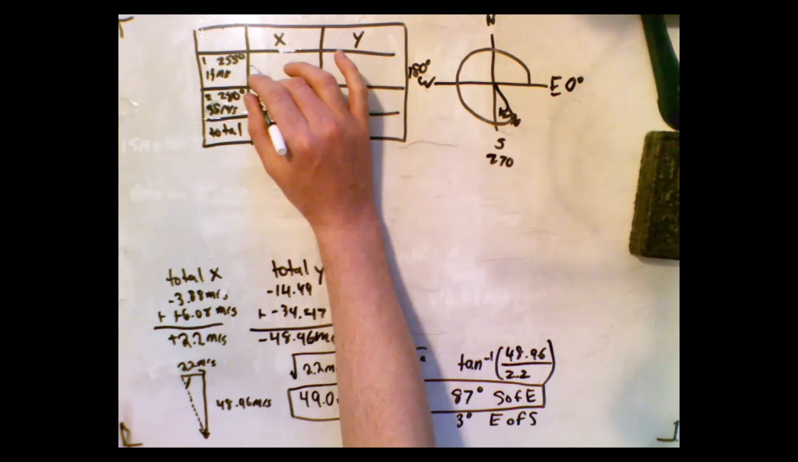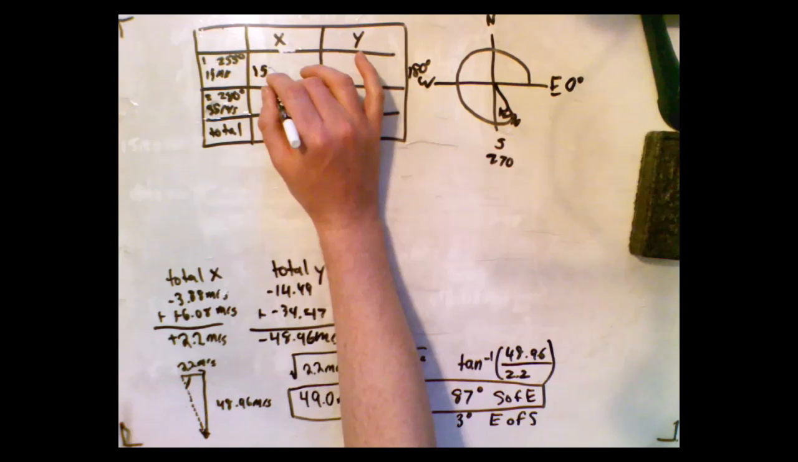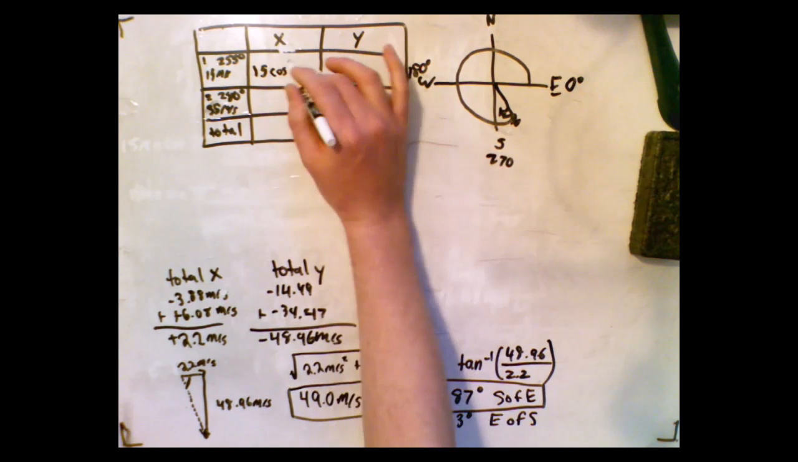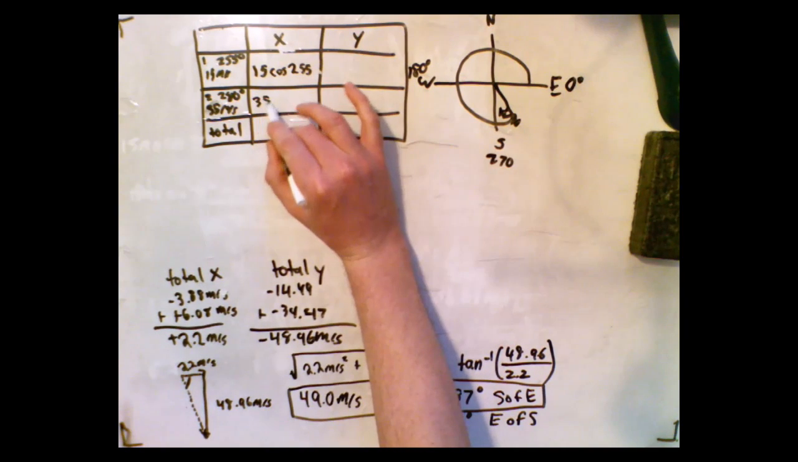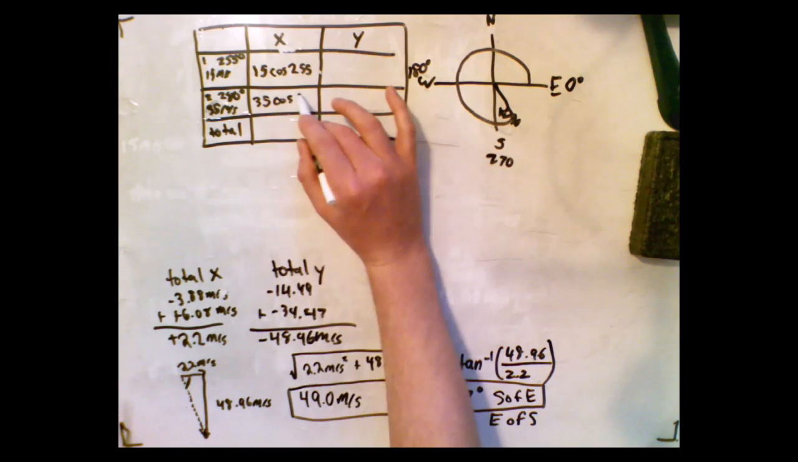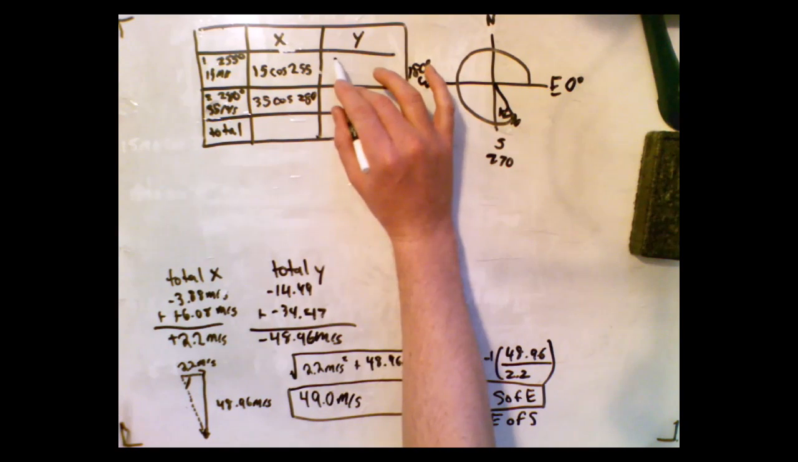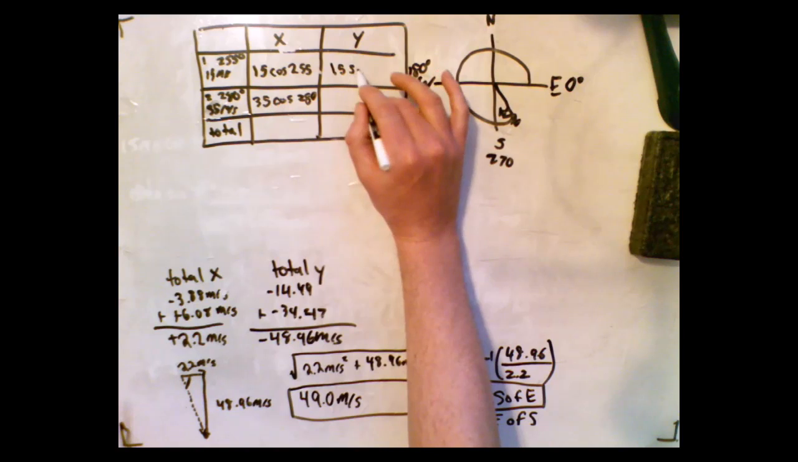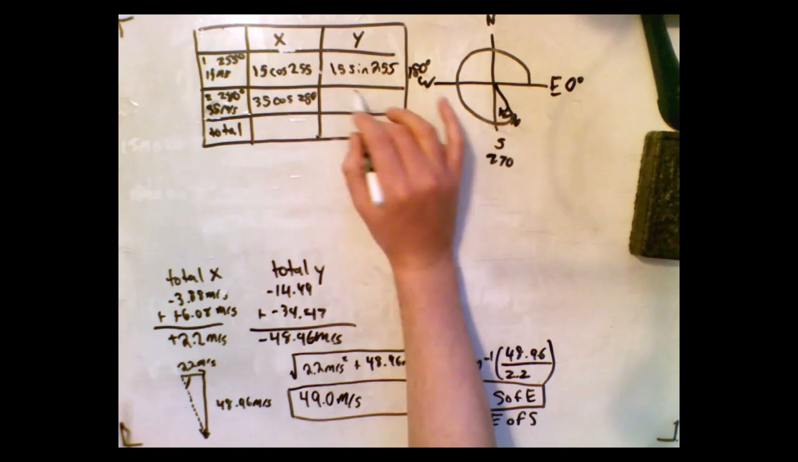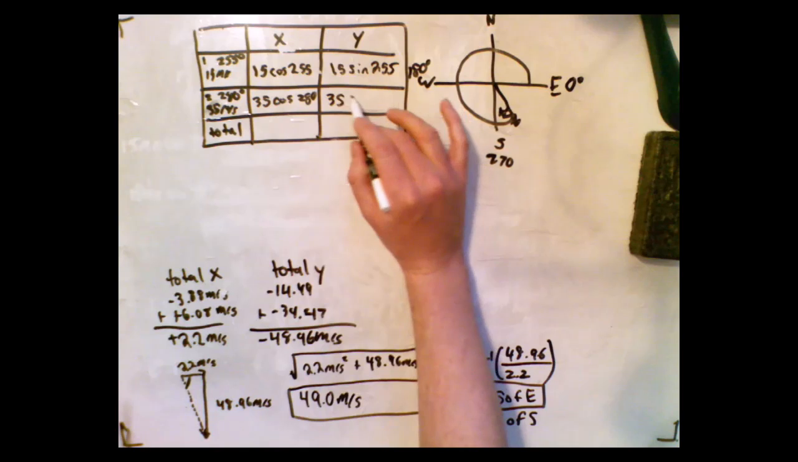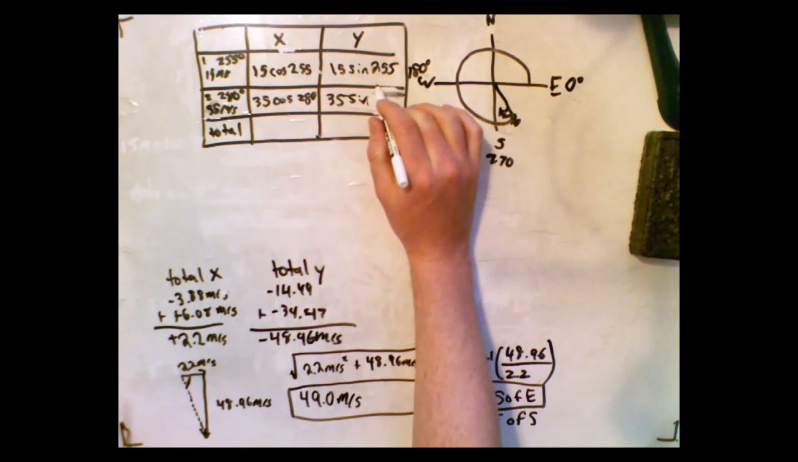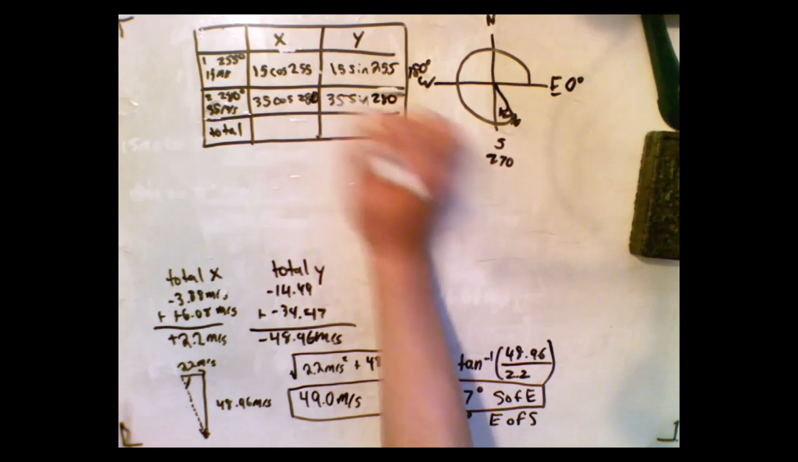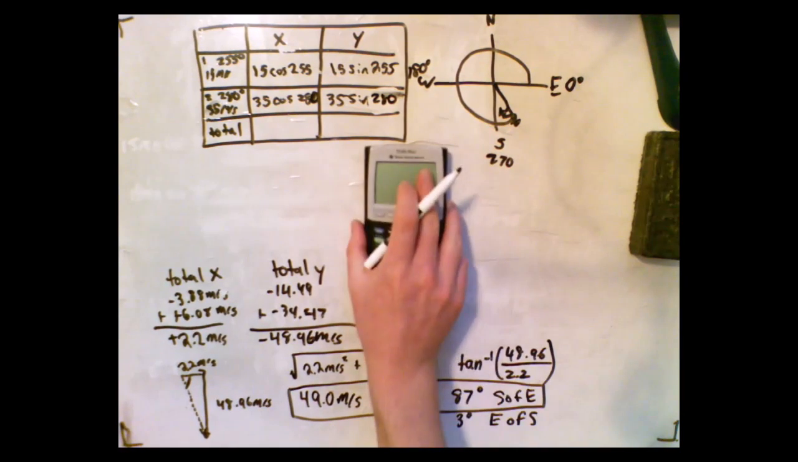So what we do is magnitude 15, and then x is cos, and then our angle in RCS: 15 cos 255. Same thing here, our magnitude is 35, cos, and our angle is 280. For y, it's magnitude, but y is sine, and then our angle, 255 degrees, and then magnitude 35 meters per second, sine, and then 280 degrees. Now I'm ready to type that into my calculator.